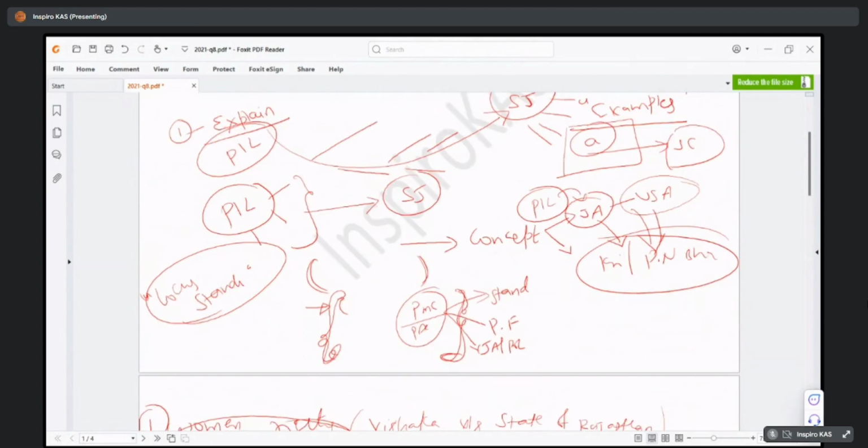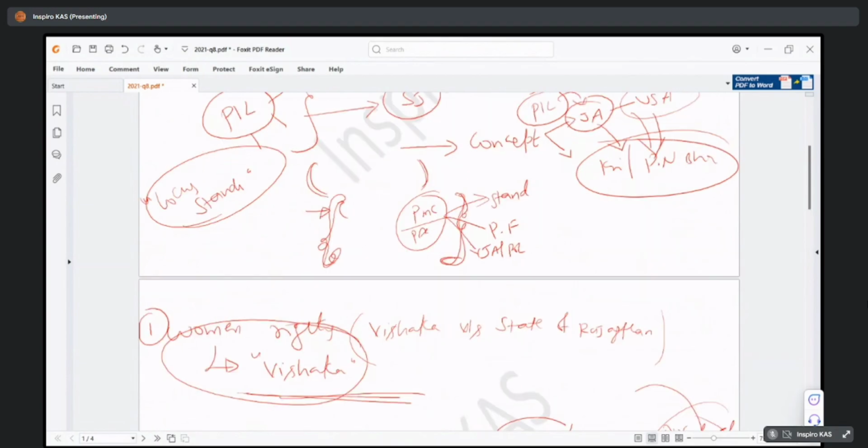Then my second paragraph, or the second point, would be the PIL, what it is basically: it takes away the locus standi. This will allow a public-minded individual to go and file cases. And then faster access to justice, and it helps judicial activism. That is what we say in the second paragraph.